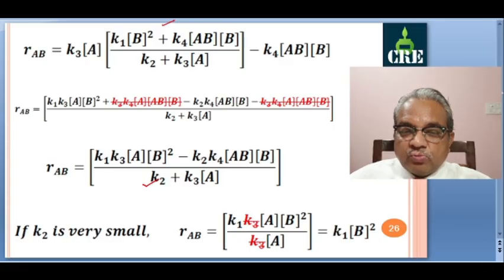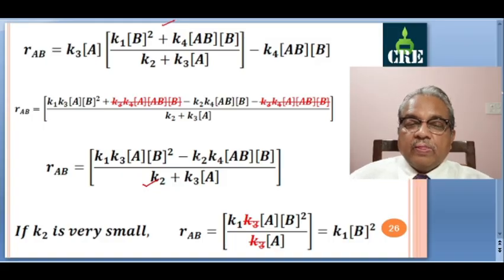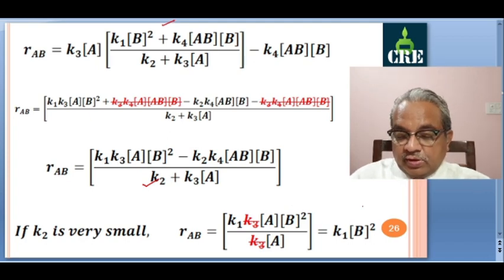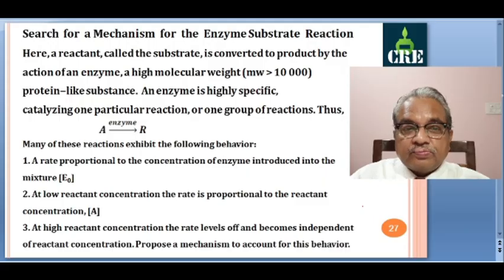This is in the product, a very small value. K4, the reverse rate constant, that also is a small value. So two small values, the product is still smaller, so this goes. What you get in the numerator is K1 K3 concentration of A into concentration of B square, in the denominator K3 into concentration of A. So K3 cancels out, and rate of formation of AB with the condition that K2 is very small, you get K1 into B square.